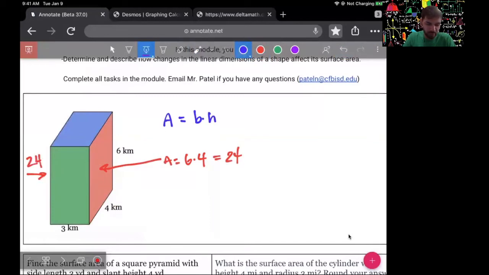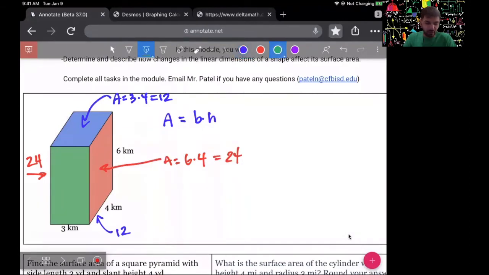So 24, and you would have a 24 on this side as well. Then if I think about the top, what are the dimensions of that rectangle on the top? Well, I see on the bottom it's 3 by 4, and that's the same thing up here, 3 right here in the front and 4 over here. So that area would be 3 times 4, which is equal to 12, and that's going to be the same thing on the bottom. We would have 12.